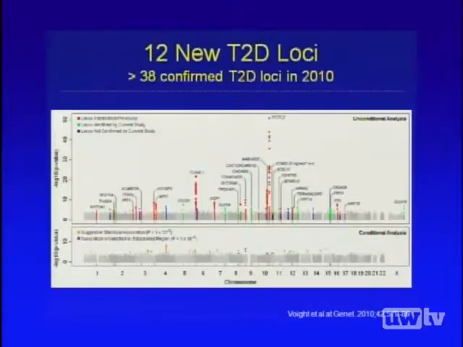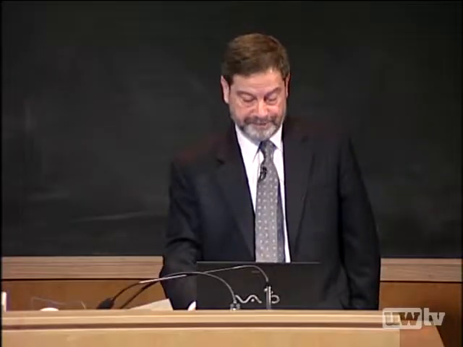This is the Manhattan plot for type 2 diabetes. Again, many hits. This basically says this locus was established previously. That is, the red ones. The green ones were identified in this current study. And the blue ones were ones that had been identified in previous studies but were not confirmed in this study, which is the largest study to date.